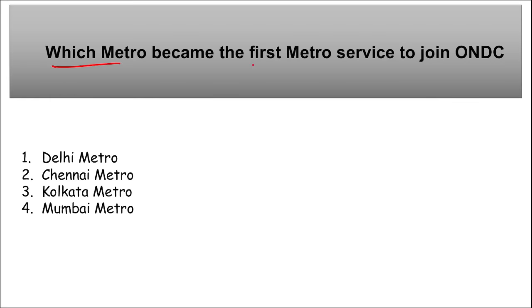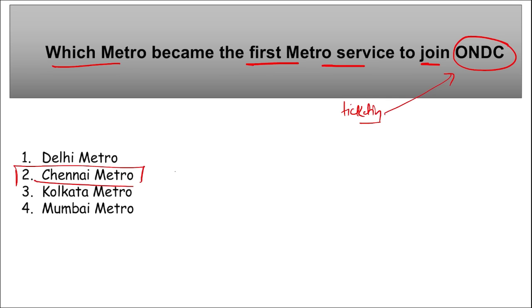Next, which metro became the first metro service to join ONDC? What is ONDC? Open Network for Digital Commerce. Which metro? That means now the ticketing process can be done through ONDC, right? And which is the first metro network? It is Chennai Metro Rail Limited, that is CMRL. It became the first metro to launch their ticketing services on the ONDC network. Right, and it became India's first metro rail service to join ONDC. Correct.